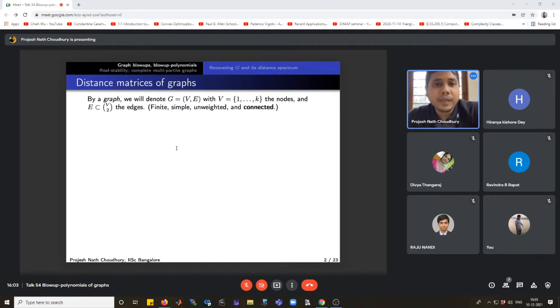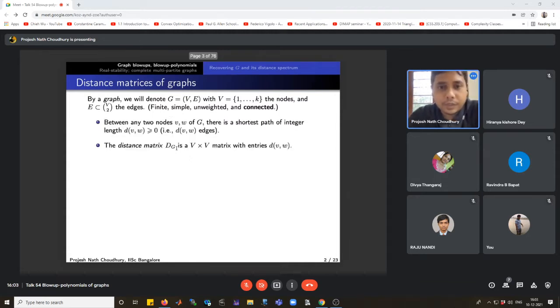Recall that a graph G is a pair V and E, where V is a set of vertices and E is a set of paired vertices whose elements are called edges. And in this talk, all my graphs are finite, simple, unweighted, and most importantly, connected.